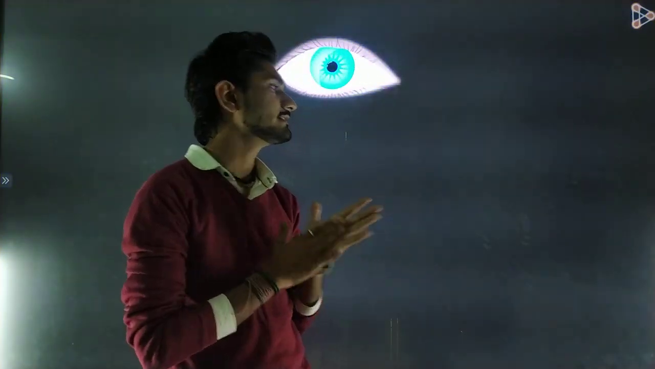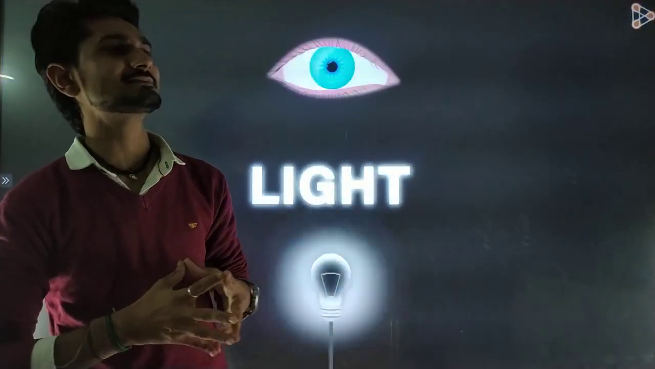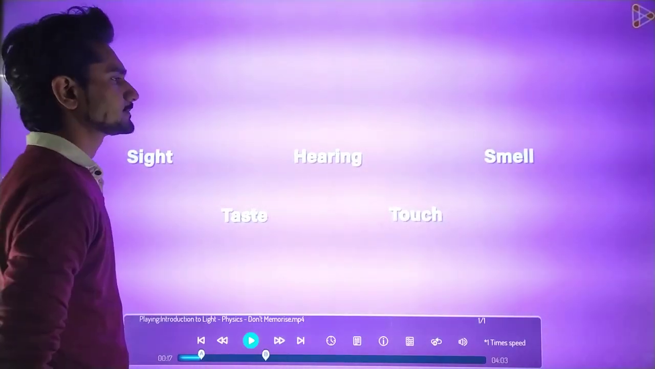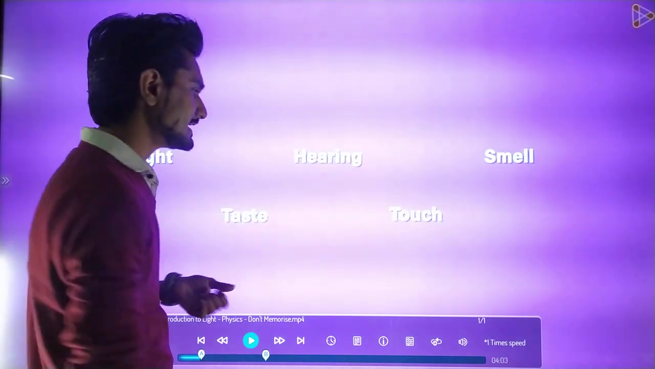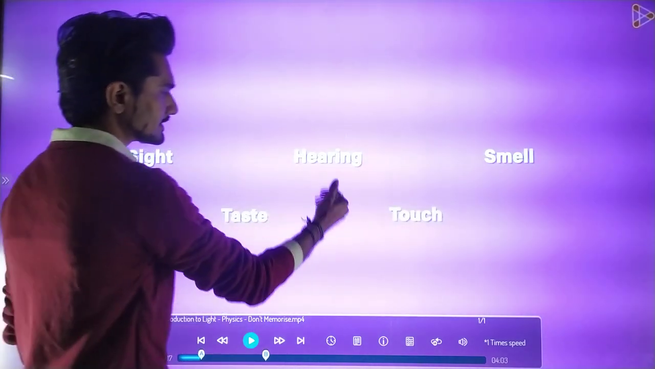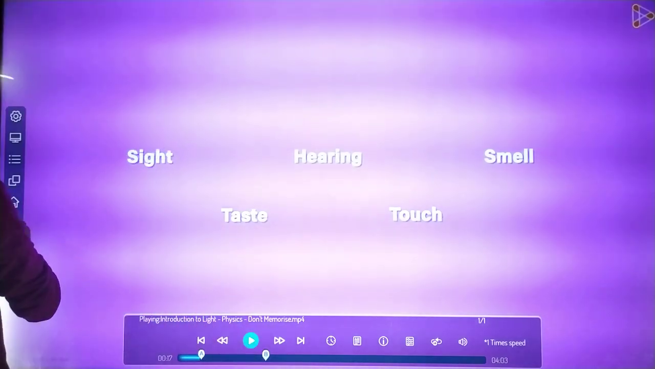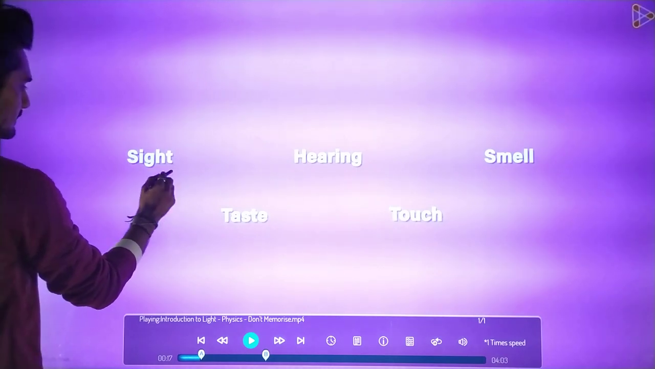Like in this chapter, there are so many senses in our body that we use to see the objects, to image the objects, and to touch the objects. So there are so many types of sensing system working in our body. For example, these are the sensing systems of our body: sight, taste, hearing, touch and smell. See, these are the basic sensing systems. First we are going to talk about that.